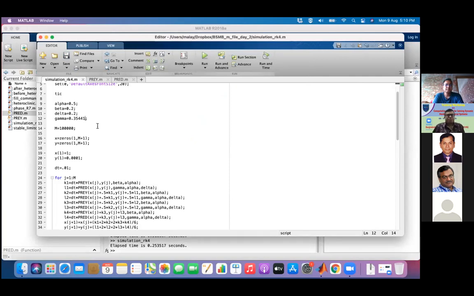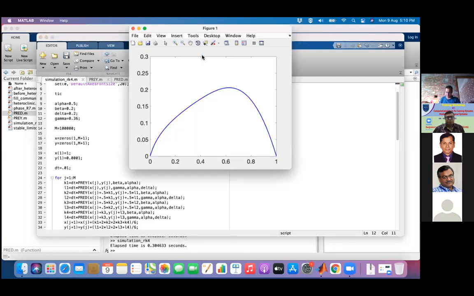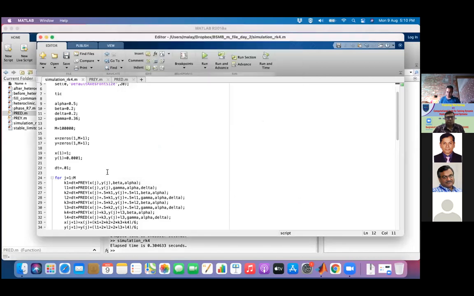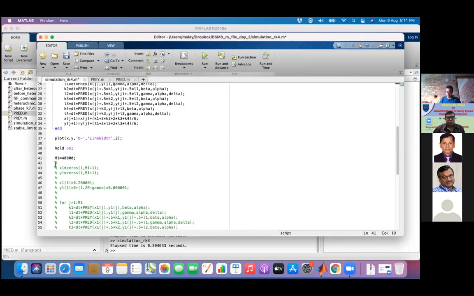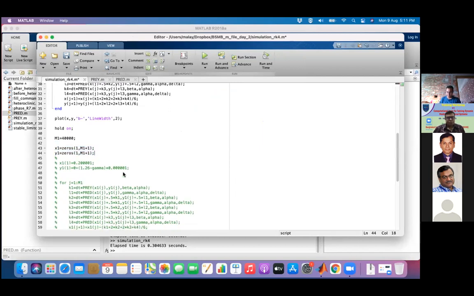But what is most important at this stage, you can see that 0.36 will give you this structure. It is converging to 0, 0. Now, apart from this one, I can use the hold on command and choose M1 equal to 40,000. Not that much simulation is required. I'm constructing X1 with zeros at the first stage. And then the most important part, I'm going to construct the stable manifold of the axial equilibrium point 0.2, 0.